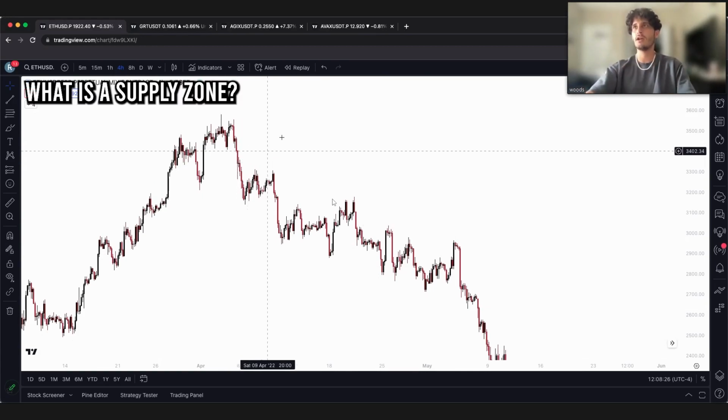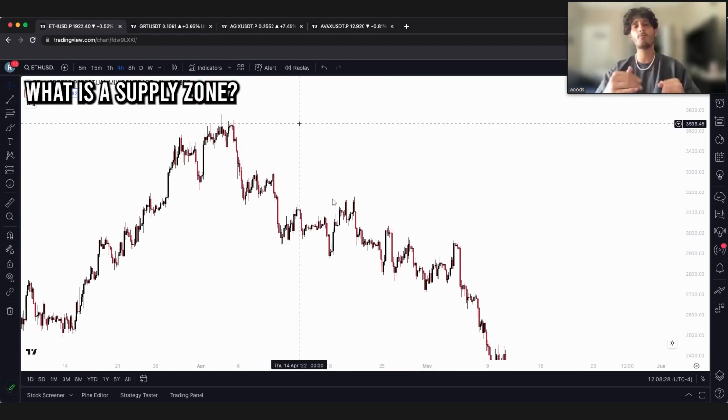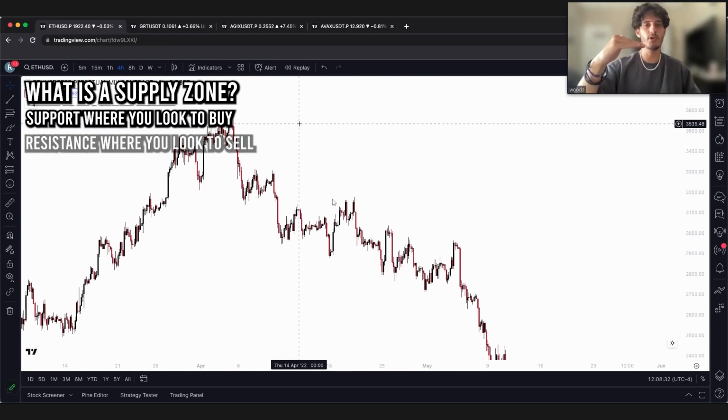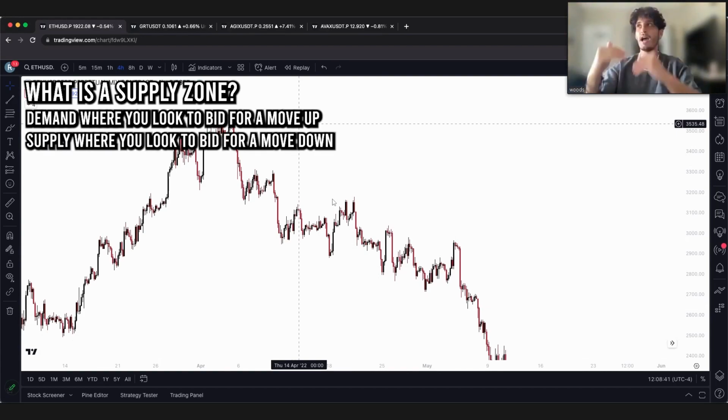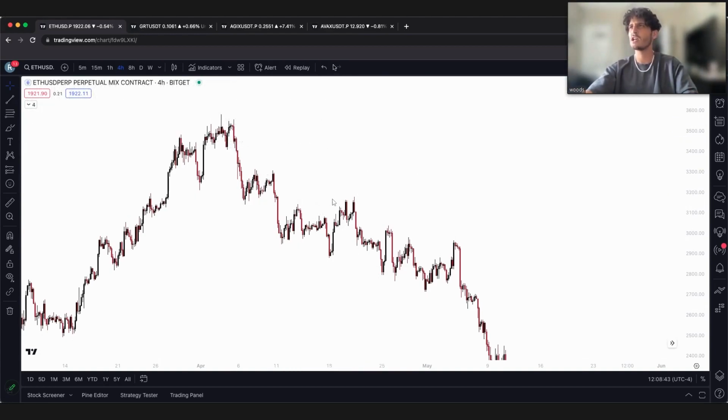So what is a supply zone? Okay. So just like support resistance, you have your support where you look to buy, you have resistance where you look to sell. Supply and demand is the same concept, but you have demand where you're looking to bid for a move up, or supply where you're looking to bid for a move down. And I'm going to show you guys how to seek supply zones right here.